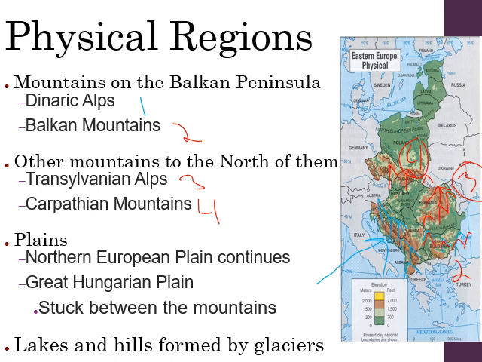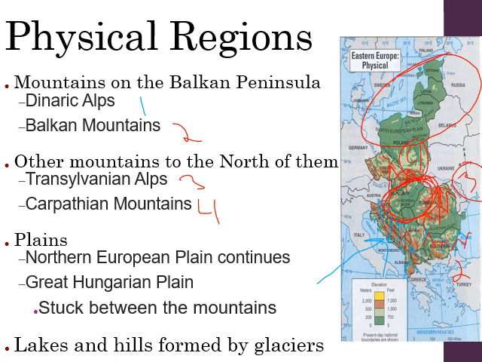The plains on this map are green, and you can see up in the top, this is that extension of what we already talked about, the biggest area of flat land on Earth. The northern European plain also runs through Eastern Europe, and the Great Hungarian Plain also exists, in Hungary, right in the middle of all of these mountains. There's a nice little area of flat land stuck right in there.